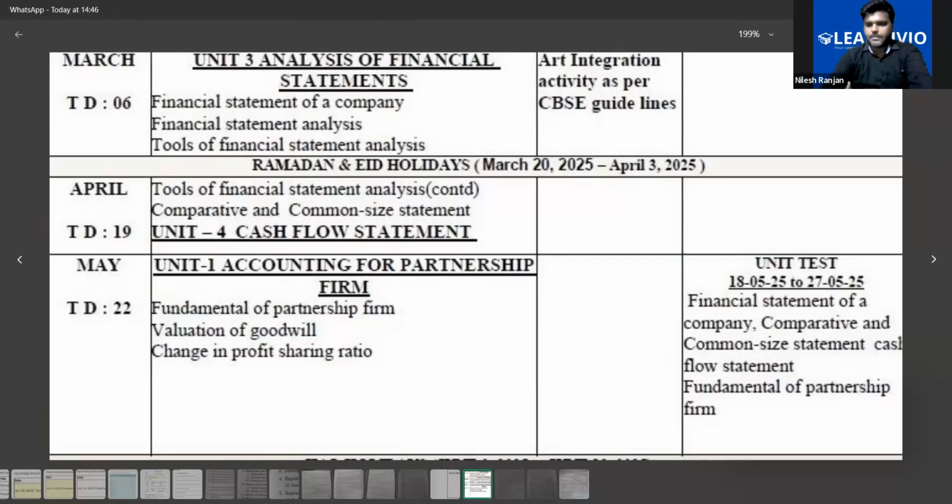Today is 20th May. Okay, so what we were discussing in our previous class. We were discussing about the previous topics in 11th. So we'll start with the financial statement of a company first.